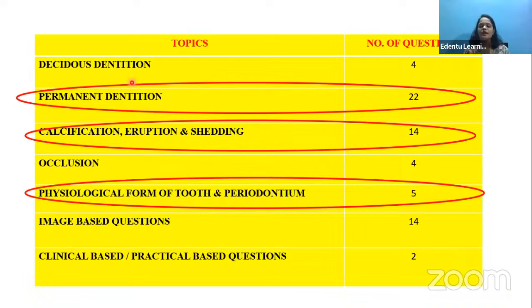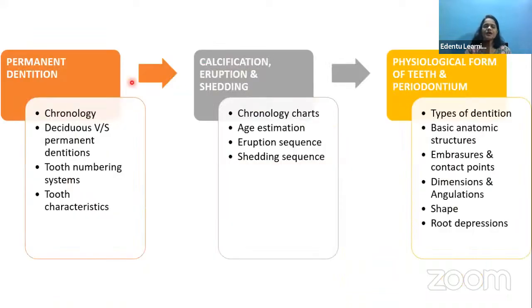Okay, so on the whole, there were 14 image based questions. Lots of image based questions, and clinical based or practical based, till now only two were there, but you can expect more in the coming exams. So you should be prepared for that. Now next we will see the important topics of this permanent dentition. What are the important topics that you should study in this permanent dentition?